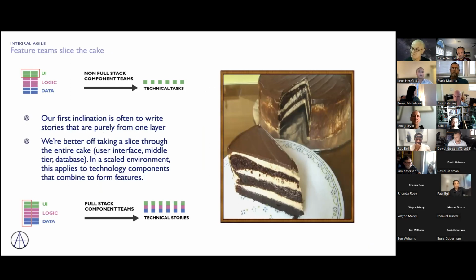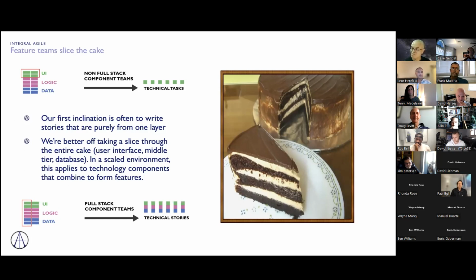So the example that you're seeing at the top, the non-full stack component team, you may have heard this metaphor in Agile before about slicing the cake, right? Any of those single layers of cake probably don't taste very good unless you're a child that just wants to fill their mouth with frosting. So Agile always espouses slice all the layers of the cake vertically, don't do your builds horizontally.